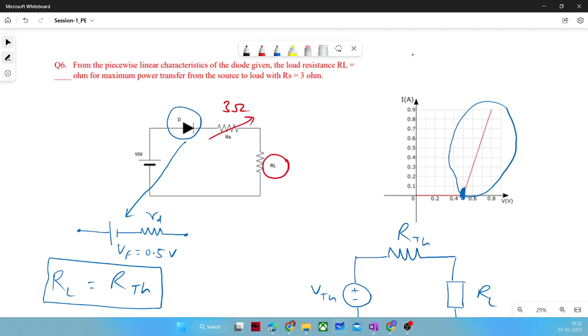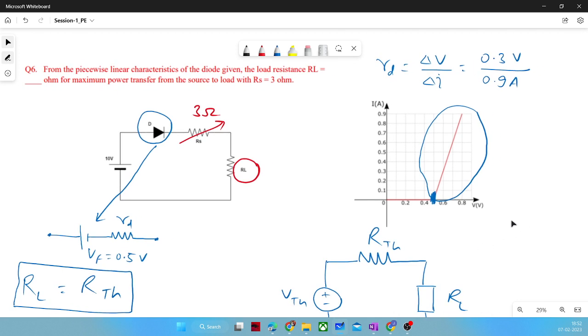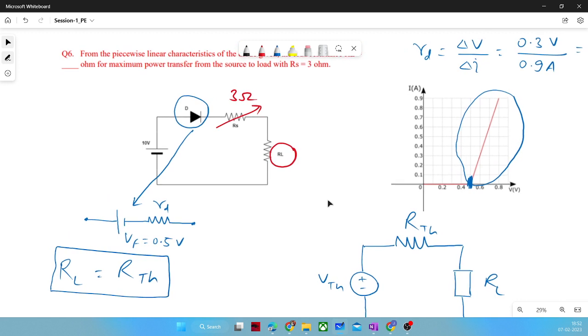That slope will be, let me compute the slope. So RD will be del V by del I, and del V from 0.5 volt to 0.8 volt is 0.3 volt, and del I is 0 ampere to 0.9 ampere. So 0.9 ampere. So RD will be 1 by 3, right? RD will be 1 by 3 ohm. So your dynamic resistance is 1 by 3 ohm. That is nothing but 0.33 ohm. So your diode is modeled.